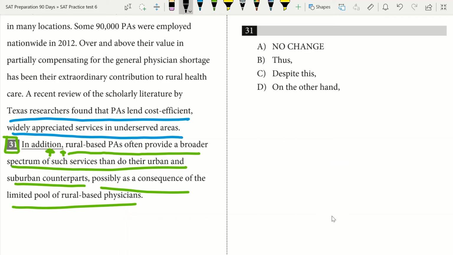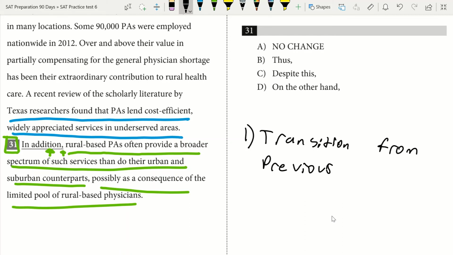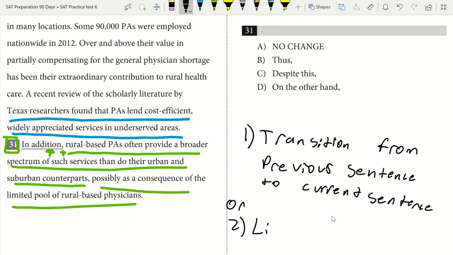So anytime I have one word, two words, three words followed by a comma at the beginning of a sentence, I am looking to either, number one, transition from my previous sentence to my current sentence, or number two, link, and that can be and/or, right? They can do both of these things at the same time. If you have the correct transition word, it can do both, and link that previous sentence to my current sentence. So those are the two things that I'm looking to do.